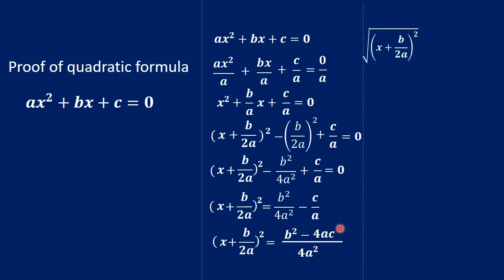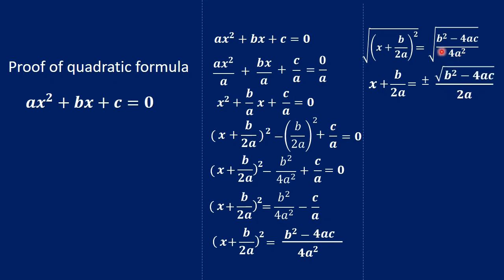And then let's take square root of both sides. The square will cancel the square root. We have x plus b over 2a. And then here, the square root of 4 is 2. And the square root of a squared is a. So we have 2a at the denominator and square root of b squared minus 4ac at the top.